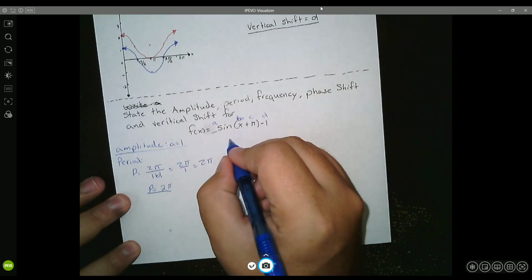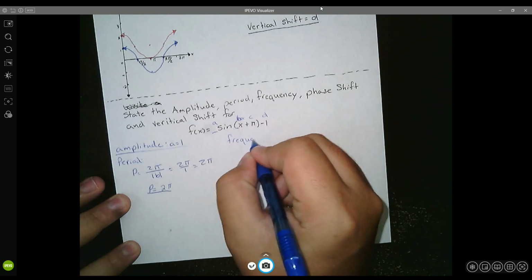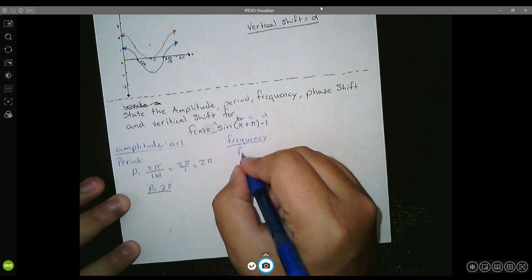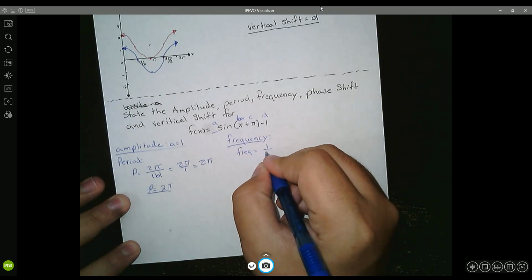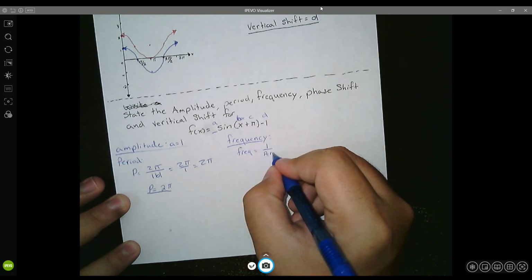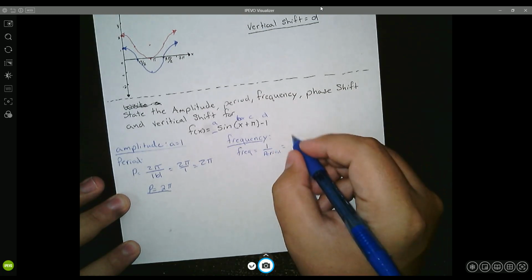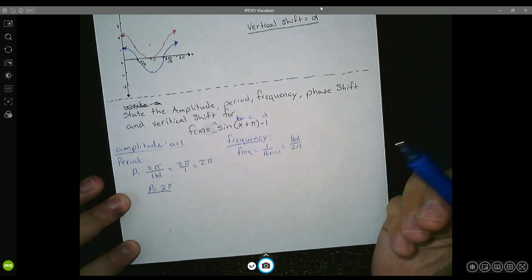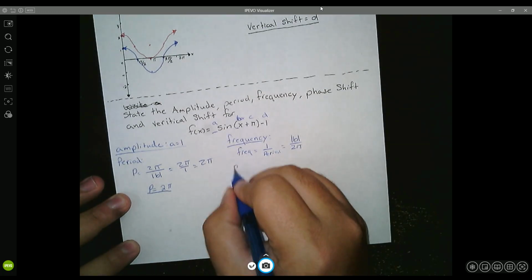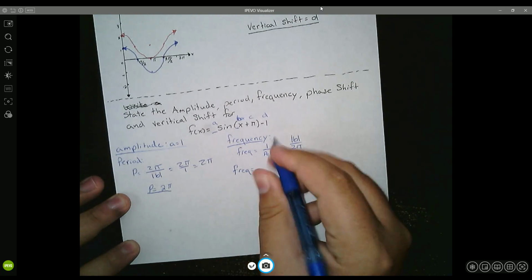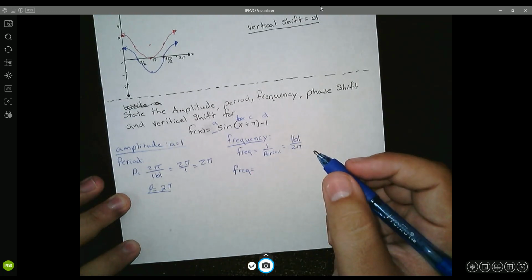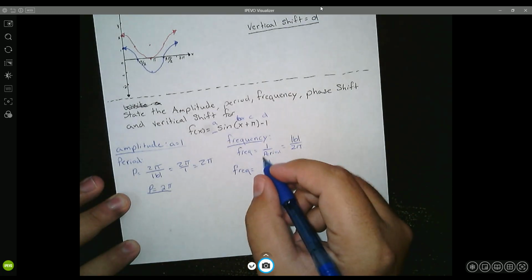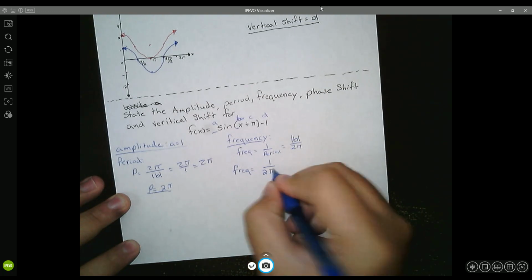Then we want to do the frequency. We know frequency is equal to 1 over the period, or the absolute value of b over 2 pi. Since we have the period, we're just going to use that. So we can say that frequency is equal to 1 over 2 pi.